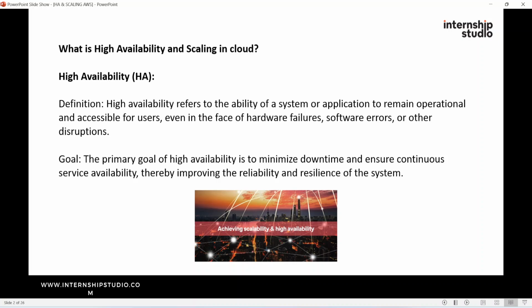So in the cloud computing world, high availability refers to the ability of a system or application to remain operational and accessible for users even in the face of potential failures or disruptions. It's all about minimizing downtime and ensuring that services are consistently available. Now let's delve into the analogy more.